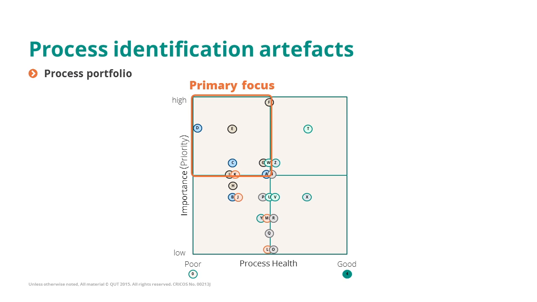The second output of process identification is the process portfolio. This is another view on the set of processes of an organization. This time, the processes are prioritized according to a number of relevant dimensions, one of which will be, for example, the importance of that business process to the strategic objectives of the organization. Another dimension could be the health of the process, meaning is the process functional or dysfunctional.